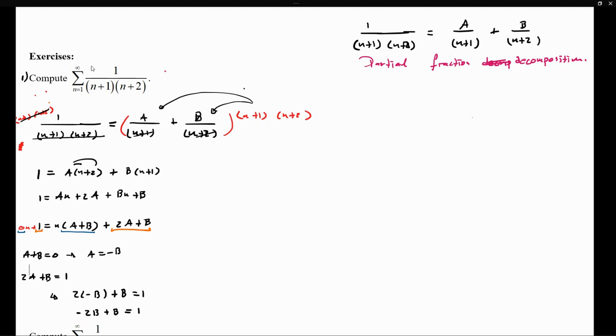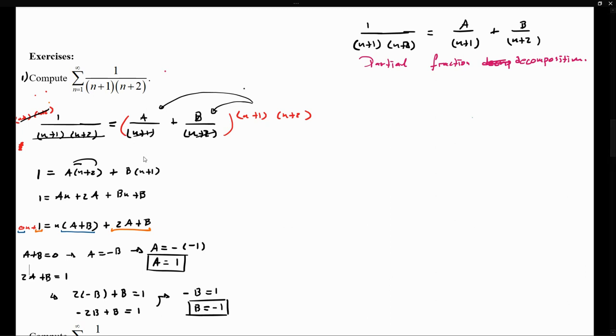So now this becomes minus b is 1, so therefore b is equivalent to minus 1. And since b is equivalent to minus 1, a is equivalent to minus b, but we already know that b is minus 1, so therefore a is equivalent to just 1. So now that we properly know the numerators for the partial fraction decomposition, now we can say the following.